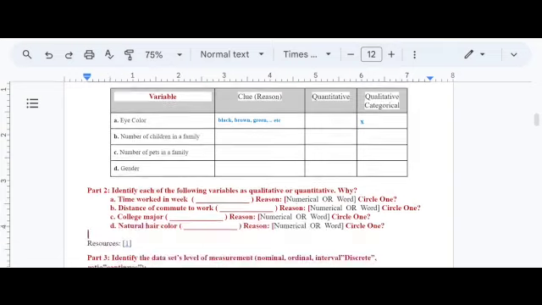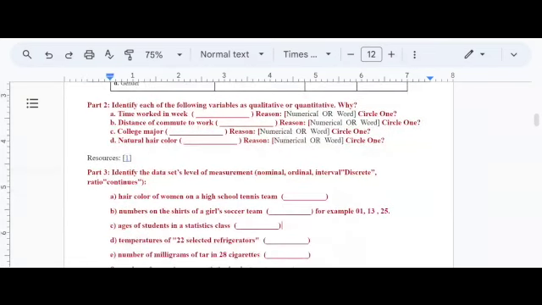Identify each of the other variables as qualitative or quantitative. No, this one, part 2, right? Okay. Time worked in a week. Reason? Quantitative. Is it numerical or words? Time worked per week, like 40 hours, 50 hours, 30 hours. Numerical, which is what? Quantitative. Right. Can you say the answer to the next one?